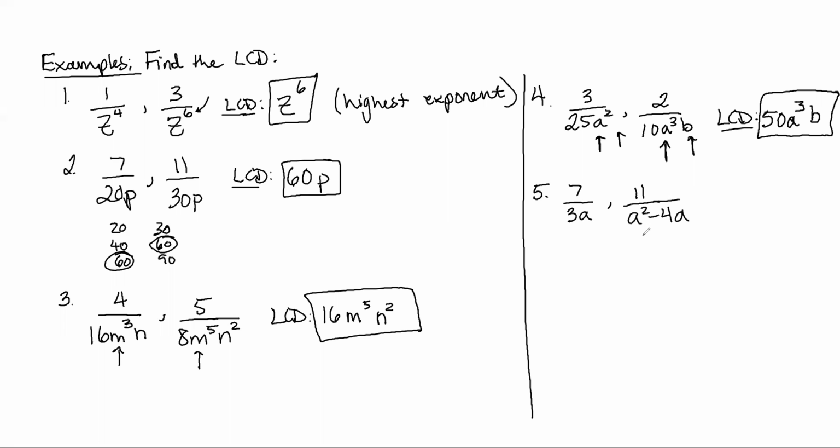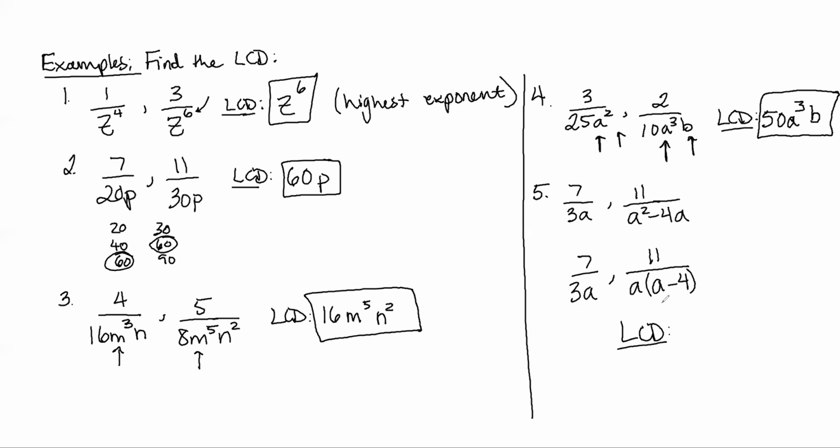But if we look at our second denominator here, we have an a squared minus 4a. So first things first, is there anything we can factor out of both of these terms? Yeah, we can factor out an a. And then we would be left with an a minus 4. And I'm going to go ahead and bring this first fraction down too, so we can look at them right next to each other. All right, so now that second fraction has been completely factored.